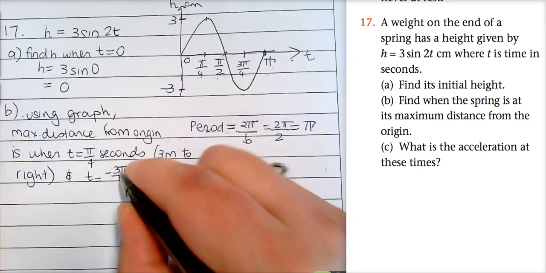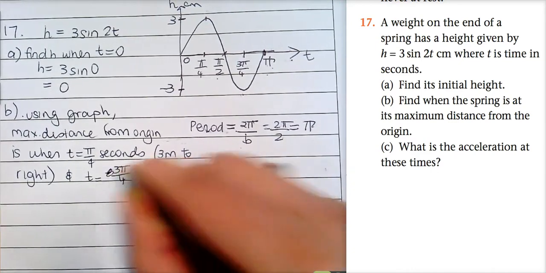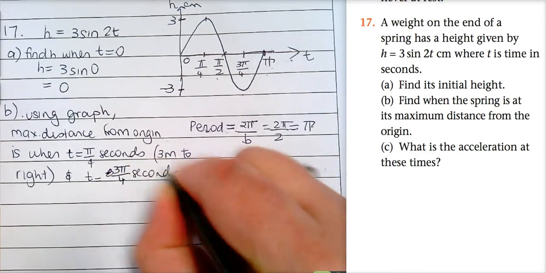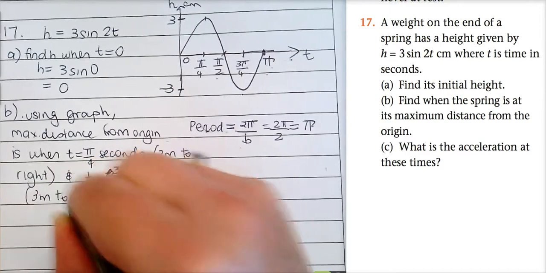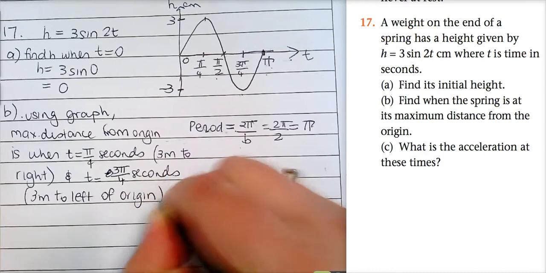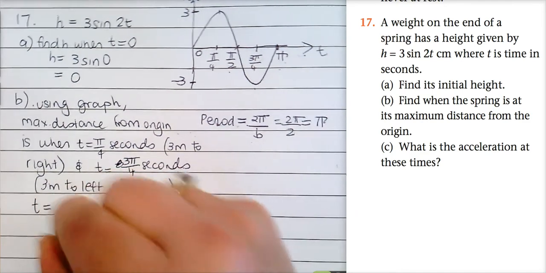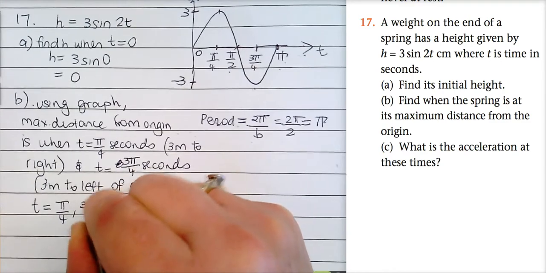They're not asking for maximum displacement. And t equals 3 pi on 4 seconds, where you are 3 metres to the left. They have 5 pi on 4 and... They got 5 pi on 4? Yeah, it says pi on 4, 3 pi on 4, 5 pi on 4. Oh, yeah. So therefore, it's when t is pi on 4, 3 pi on 4.